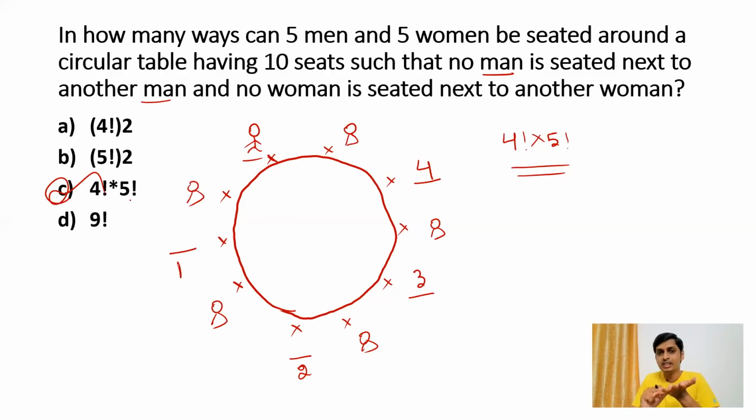Because always the first person will sit in only 1 way. So the answer for this question is 4 factorial into 5 factorial only. Hope you understood how to solve this problem. We shall go to the next question.